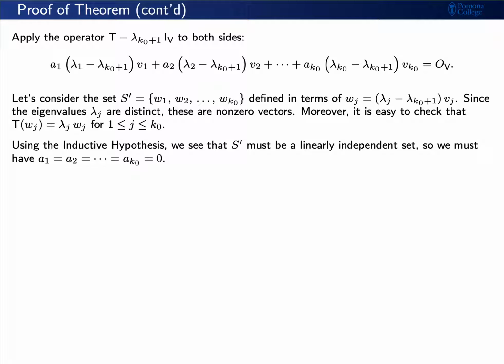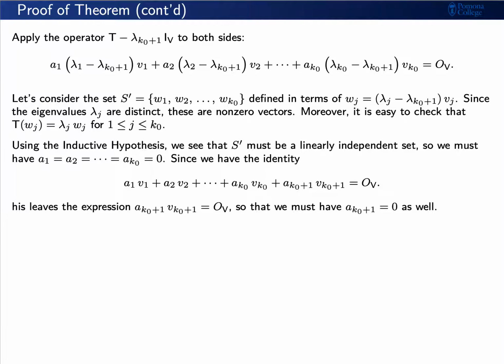So since we have a sum at the top of your screen of the elements from S prime equal to the zero vector, this cannot be a non-trivial expression of the zero vector. So each scalar, a1, a2 through a sub k0, must be 0.